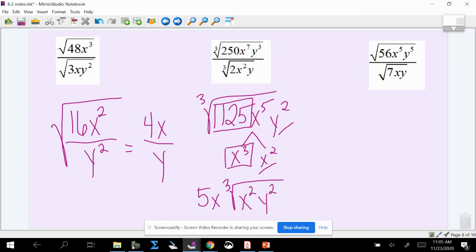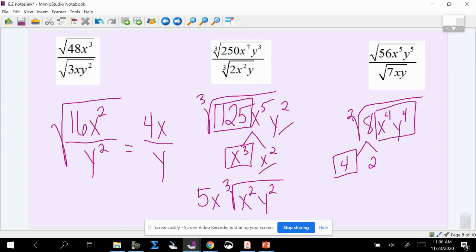And then finally, the last one, 56 divided by 7 is 8. X to the 5th divided by x is x to the 4th. Y to the 5th divided by y is y to the 4th. And we are square rooting the whole result when I divide. 8 is not a perfect square, but it can be broken down into 4 times 2. X to the 4th and y to the 4th are both perfect because they are both divisible by 2. 4 divided by 2 works out perfectly. So we end up with the square root of 4, which is 2. And then x squared when I take the square root of x to the 4th, and then y squared. And the only thing that was left over under your square root is just the number 2.